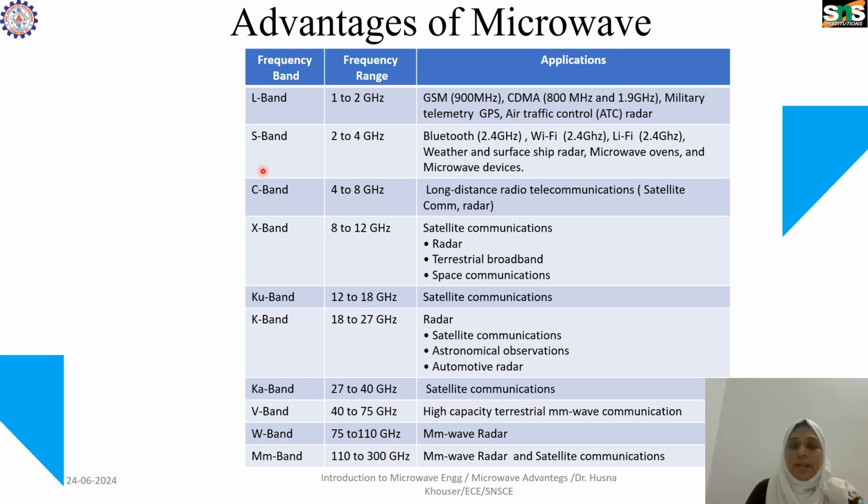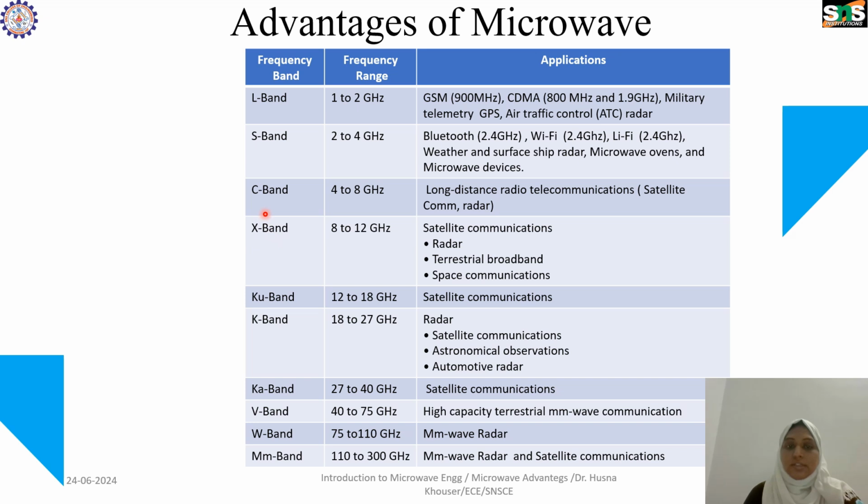The next is the S band. The S band frequency range varies from 2 to 4 gigahertz. In this also we have a popular application that we call ISM bands. ISM band stands for industrial, scientific, medical application. A very popular application we can say is Bluetooth. The Bluetooth frequency is 2.4 gigahertz. All of this, Wi-Fi, Li-Fi, all the different microwave applications. So based on which applications are actually needed, we use this S band.